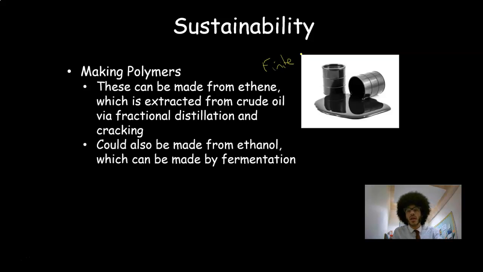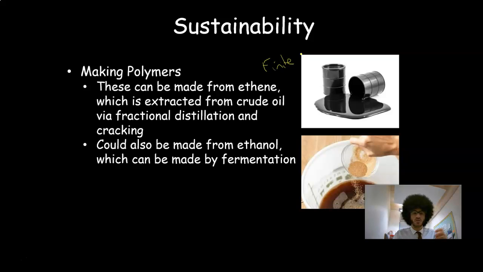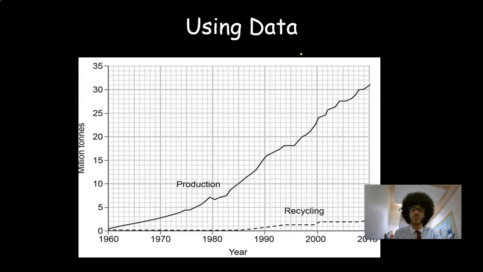Now, another way of doing it is making it from ethanol, which can be made by fermentation, which is basically, get some sugar and yeast and so forth. Now, that is a sustainable process. You can do that again and again. So we could do that process without compromising the needs of the generations in the future, i.e. our children and our children's children. So that would be a sustainable approach.